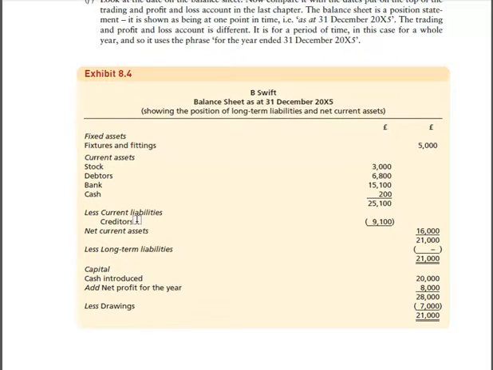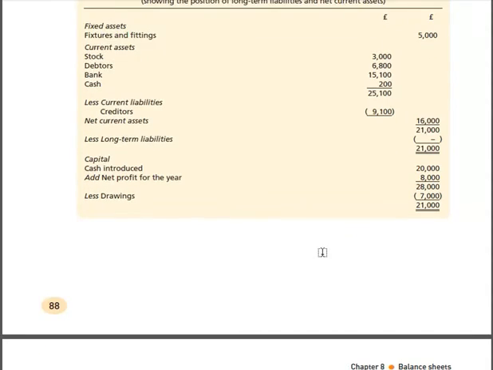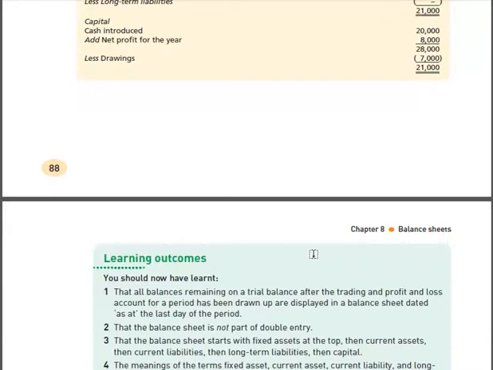So the trading and profit and loss account heading should have the date as for the period covering. So, trading and profit and loss account for the period ended 31st December, whereas the balance sheet would be balance sheet as at 31st December. So you have to be very careful with the names as well.